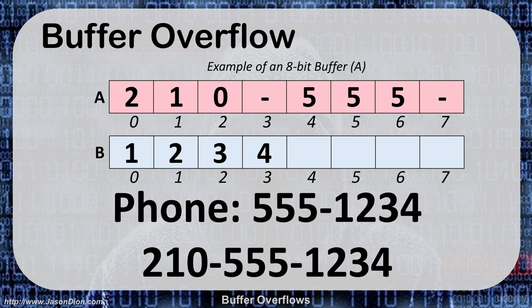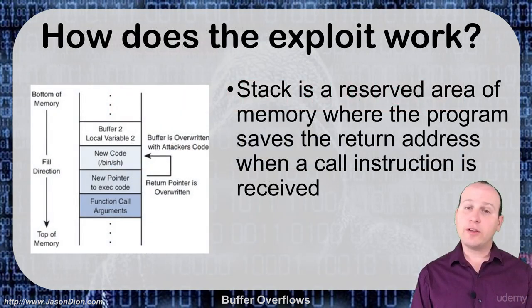And now when my second program runs and reads buffer B, I'm actually getting 1234, and I don't understand what that information is from. That's all a buffer overflow does: it goes beyond what is allowed to be stored in a single area. So how does the exploit work?